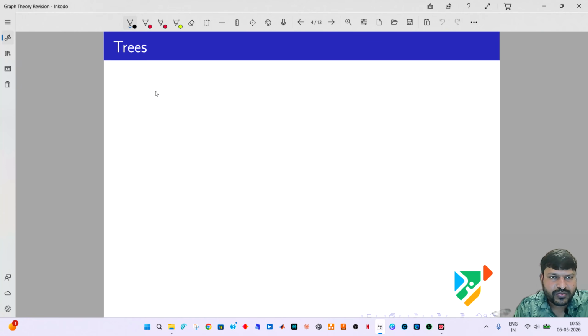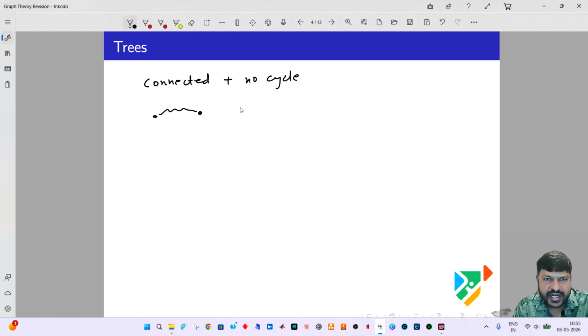Next, tree. What is a tree? A tree is a connected graph, and it has no cycle. What do you mean by connected graph? You pick any two vertices, there exists a path connecting the two. And it has no cycle, means you start from any vertex, you are not going to come back to the same vertex. This is not allowed, and this holds for any pair of vertices.